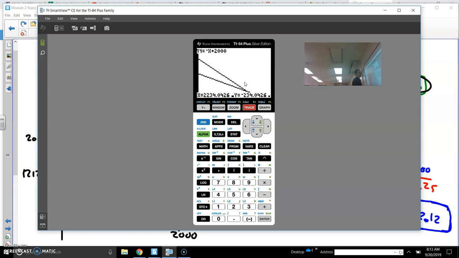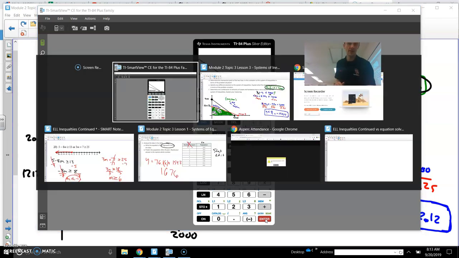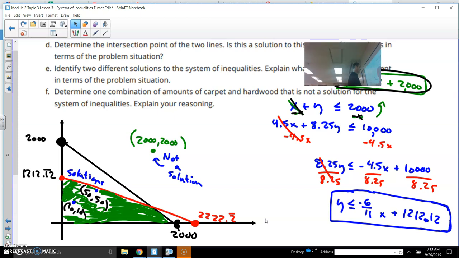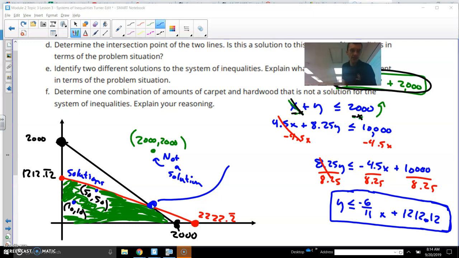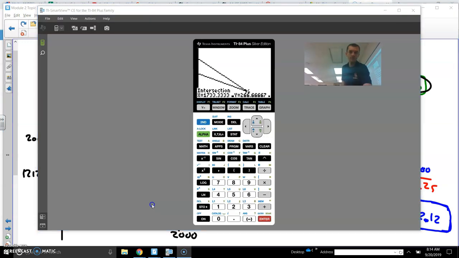And so I'm going to ask the calculator if it'll tell me their intersection point. So second trace, go down to number 5, or just press 5, and then press enter 3 times, and it'll tell me that that intersection is 1733.3 repeating and 266.6 repeating. So that is this point right here, this point of intersection. I've got to look at it again. I think it's 1733 if I remember correctly.